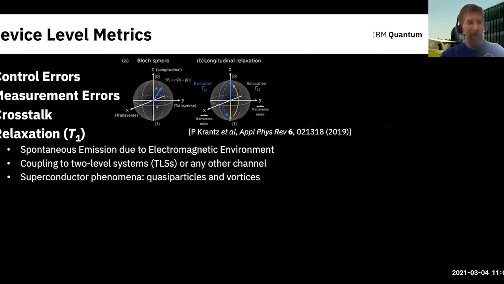So we have these things, T1 and T2. T1 corresponds to relaxation from the 1 state to the 0 state. So I prepare my qubit in the 1 state. It will spontaneously emit to the environment. That's going to have a lot to do with the environment itself. Effectively, it's going to be bound by an LC time constant, just like for a circuit. We have an equivalent thing we call the Purcell effect that corresponds to that.